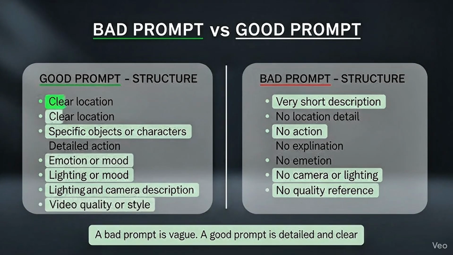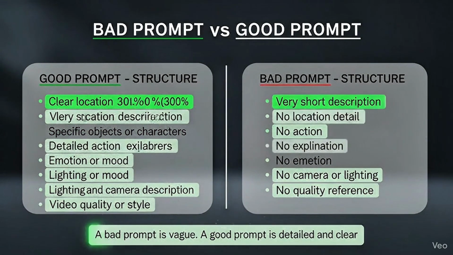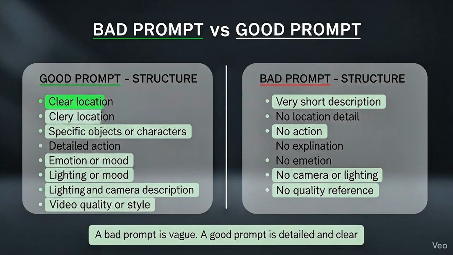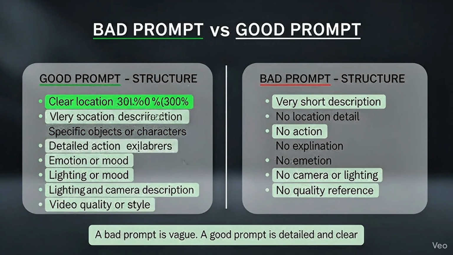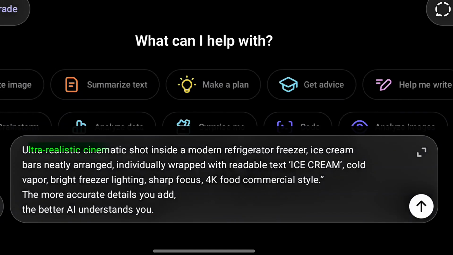A bad prompt looks like this: ice cream inside fridge. A slightly better prompt: realistic shot of ice cream inside a fridge freezer. But a real commercial level prompt looks like this: ultra-realistic cinematic shot inside a modern refrigerator freezer. Ice cream bars neatly arranged, individually wrapped with readable text, ice cream, cold vapor, bright freezer lighting, sharp focus, 4K food commercial style. The more accurate details you add, the better AI understands you.